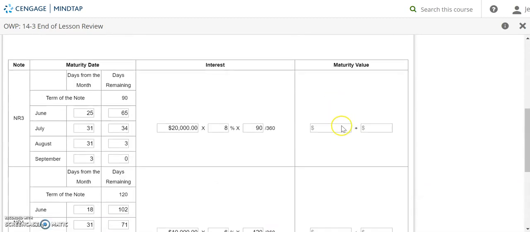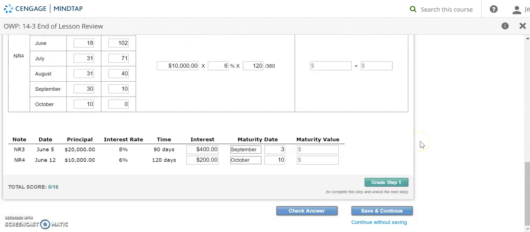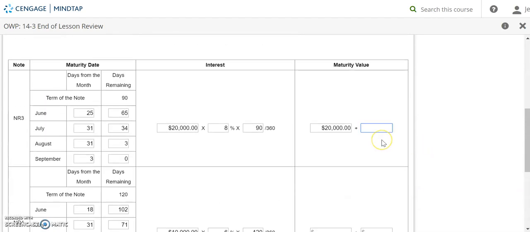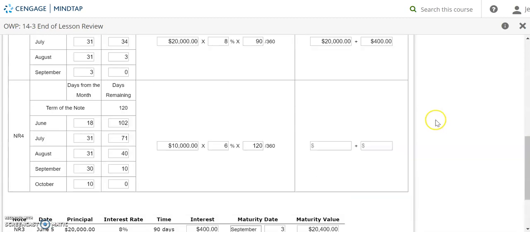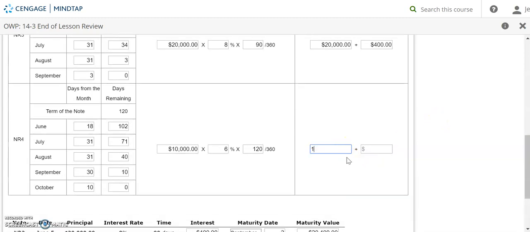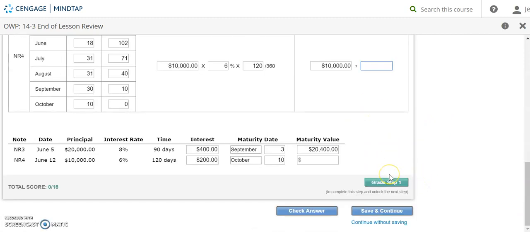Okay, so the next thing I'm doing is figuring out maturity value. So I'm going to put my principal amount here, 20,000, plus the interest that we figured out of 400. When I add those two together, my maturity value then will be 20,400. I'm going to do the next one. Principal is 10,000. I figured out my interest to be 200. When I add those two amounts together, my maturity value then is 10,200.